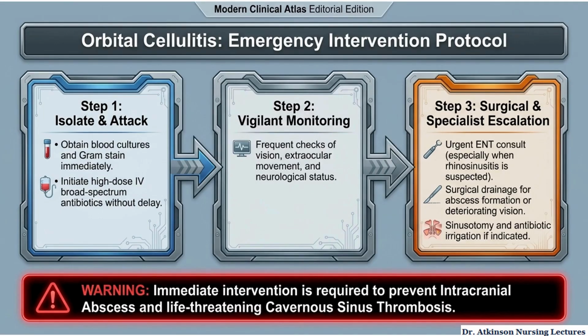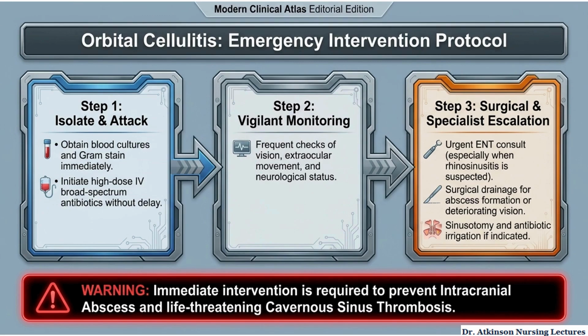Step 1. Isolate and attack. Obtain blood cultures and gram stain before starting antibiotics if time allows, but do not delay treatment waiting for results. Then, immediately initiate high-dose IV broad-spectrum antibiotics. In orbital cellulitis, you do not start oral antibiotics and see how it goes. IV, high dose, immediately.